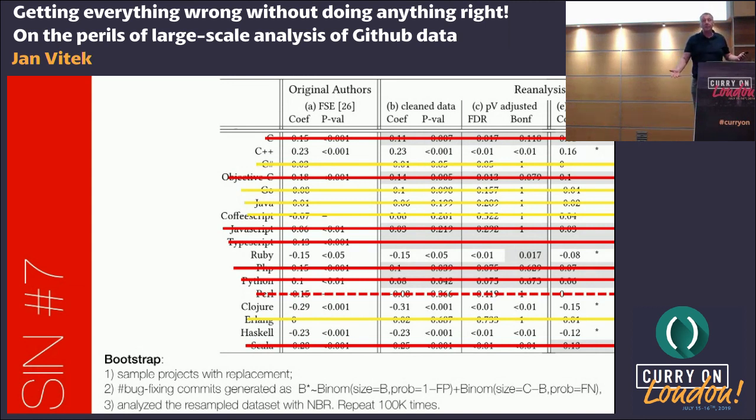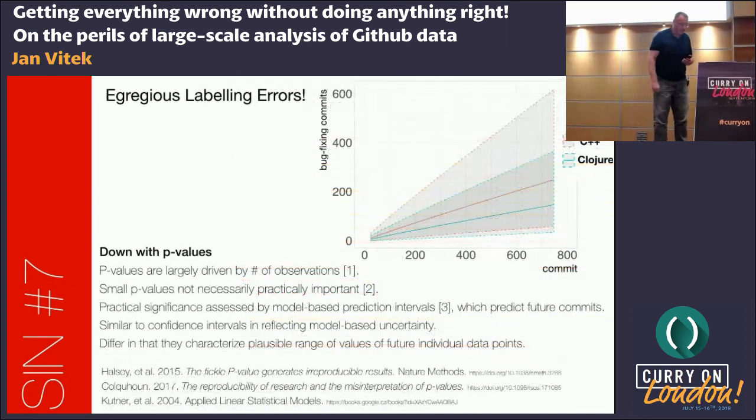Does that still paint a picture that has anything to say? Well, the worst language is C++. All right, fine, let's say. And the best language is Clojure, followed by Haskell, and followed by Ruby. Ruby? Okay, perhaps, maybe. Odd. So, at the outset, I told you that p-values should not be used. Well, they shouldn't.